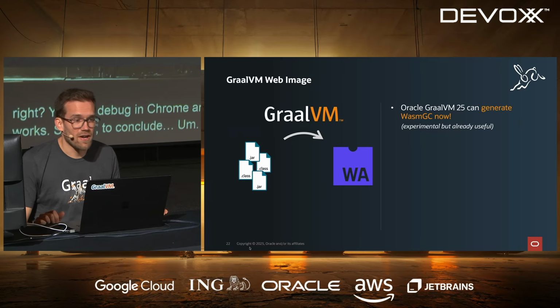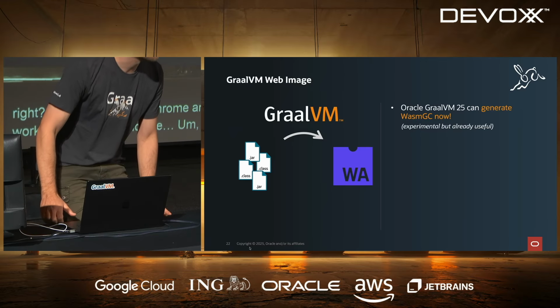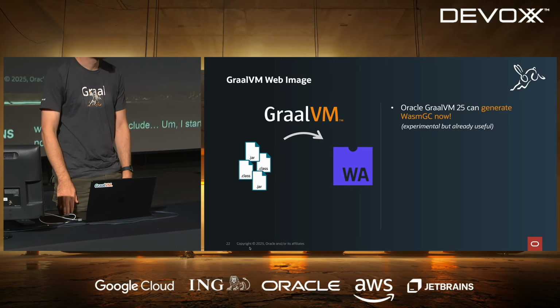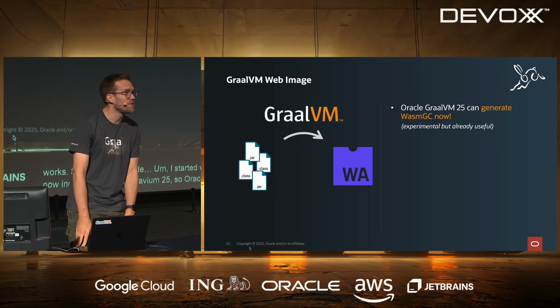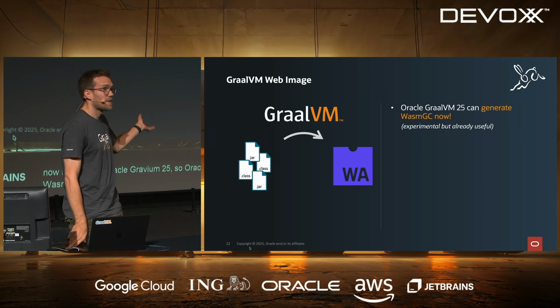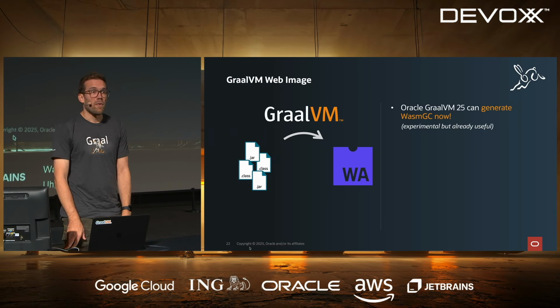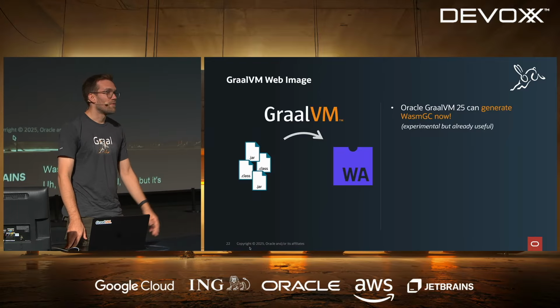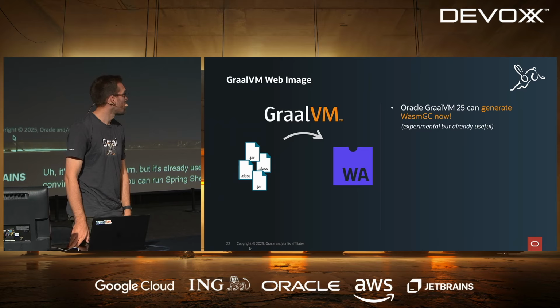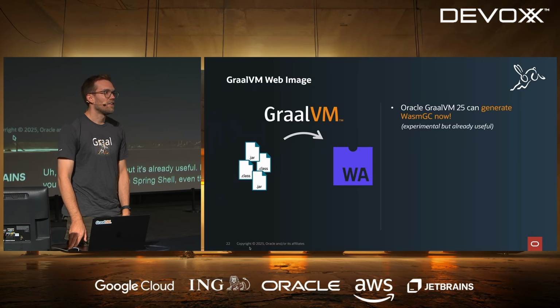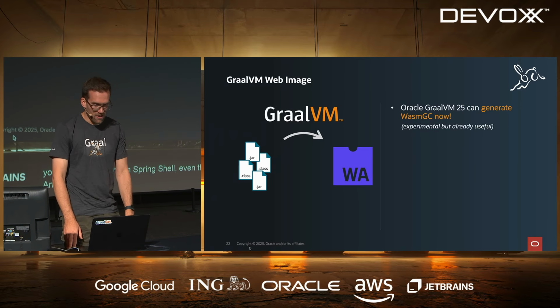I started with GraalVM Web Image. It's now included in Oracle GraalVM 25. So Oracle GraalVM 25 can generate Wasm GC today. It's experimental, but it's already useful. I hope I was able to convince you of that. You can run Spring Shell, even the Java compiler, and the JVM runtime in the browser, right?